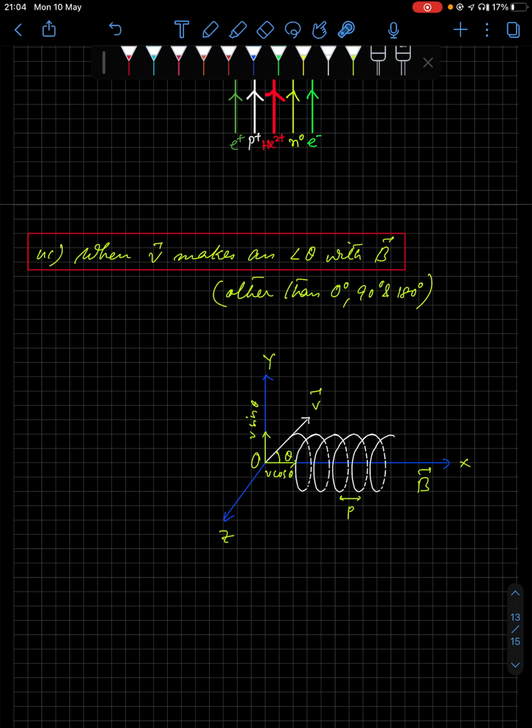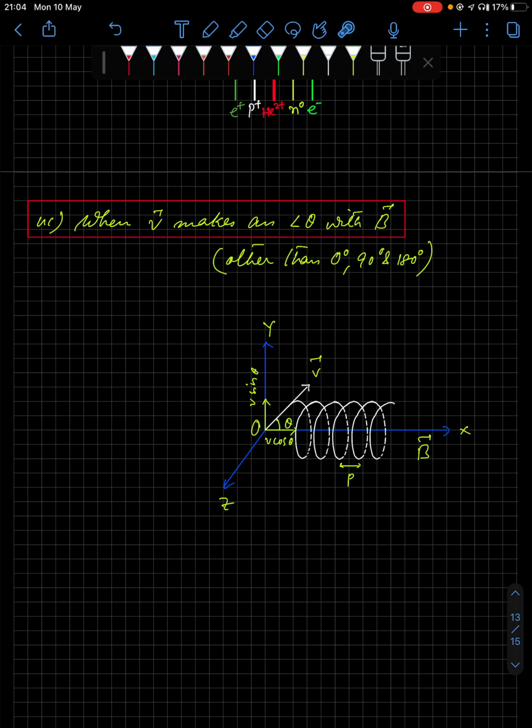Now the third case, when the charged particle makes an angle theta with B. Now it is neither 0, nor 90, nor 180. So we have covered these three angles, right? 0, 90, and 180. Now say the charged particle is making angle theta. Say theta is 30 degrees, 60 degrees, you can consider any random angle. So in such a case, what will happen? You see the velocity vector is along this direction. The magnetic field is along this direction.